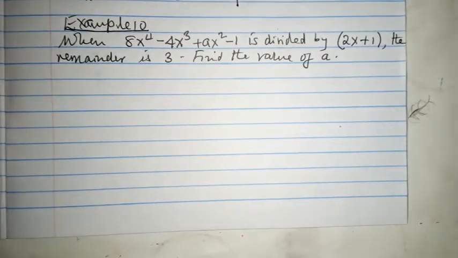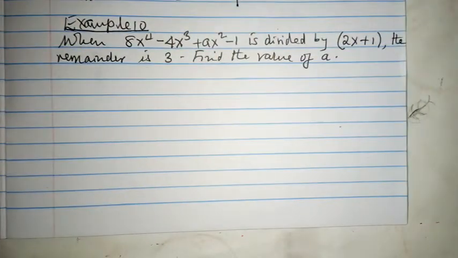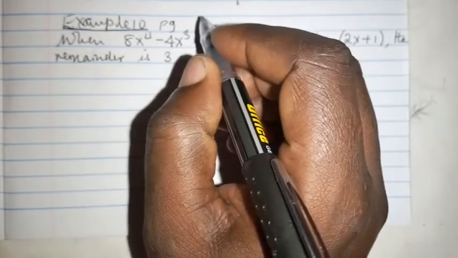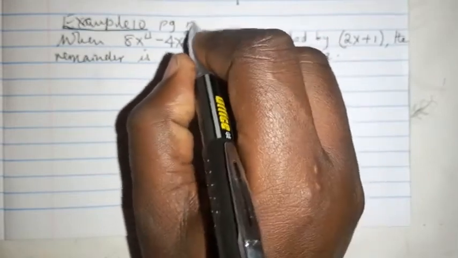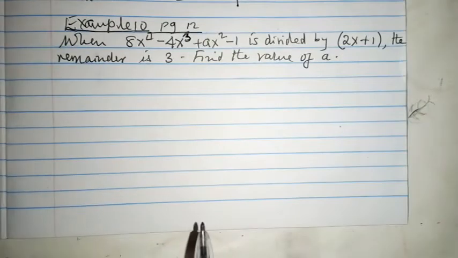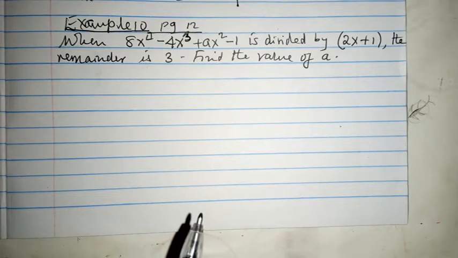In this video, I want us to explain example 10 of topic number 1 in Pure Mathematics 2. The topic itself is algebraic methods, and we are still discussing the remainder theorem. I want us to go to page 12 and follow example 10, to understand further and deeper the remainder theorem.